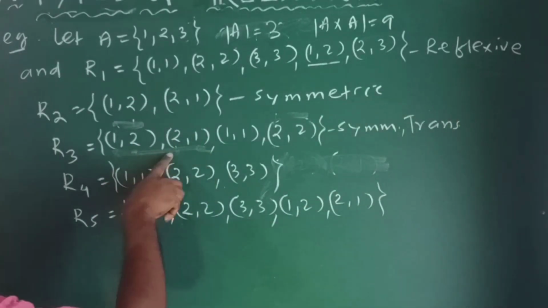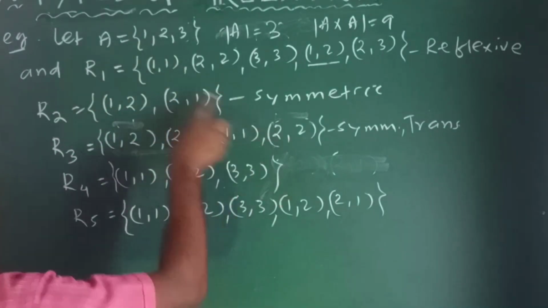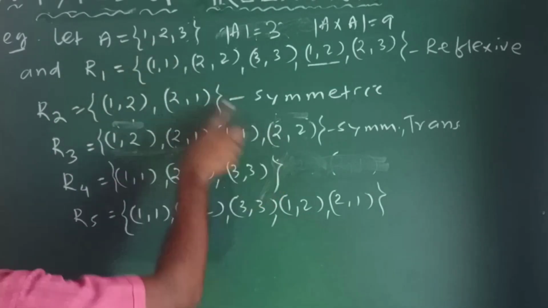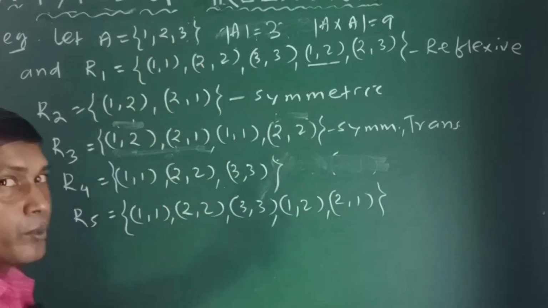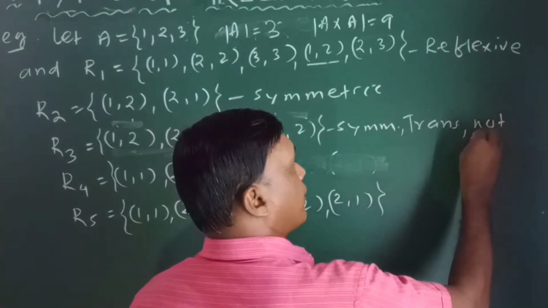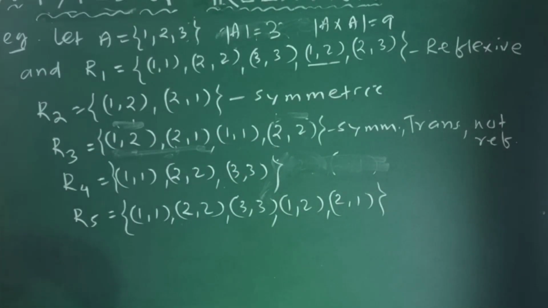Why is it not reflexive? Look here. (1,1) is present. (2,2) is present. That means 1 is related to 1 and 2 is related to 2. But 3 is not related with 3. So this is not reflexive. And the next one is R4. Here is (1,1), (2,2), (3,3).